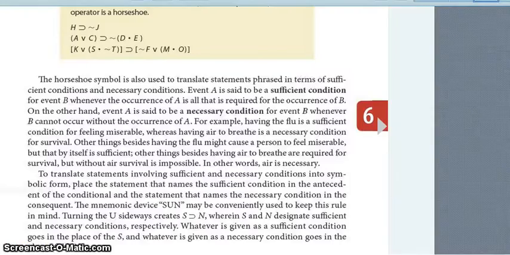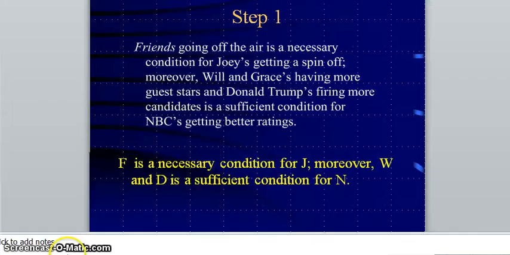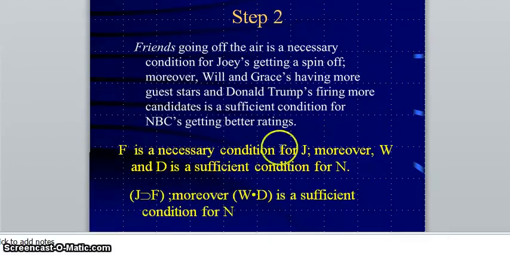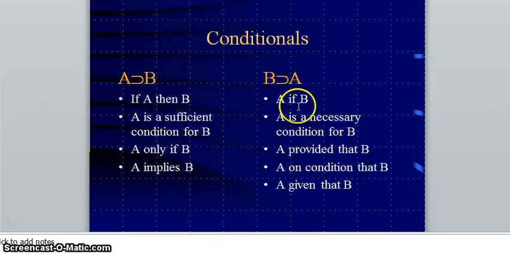Okay, so let's go back to the textbook, and we're going to go back to page 311 here. Okay, notice the word moreover, so it tells us about symbols. So it's important to refer back to page 311. All right, so now we've got it written this way. Now let's start putting in symbols. So here we have the original. Here we have it broken down, where we've assigned letters. F is a necessary condition for J.